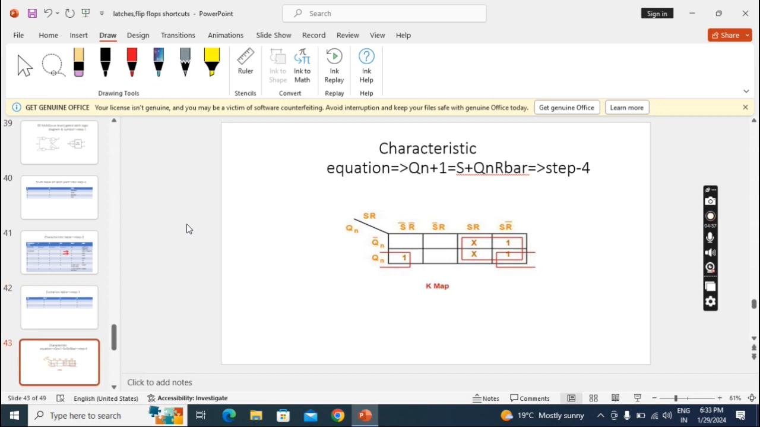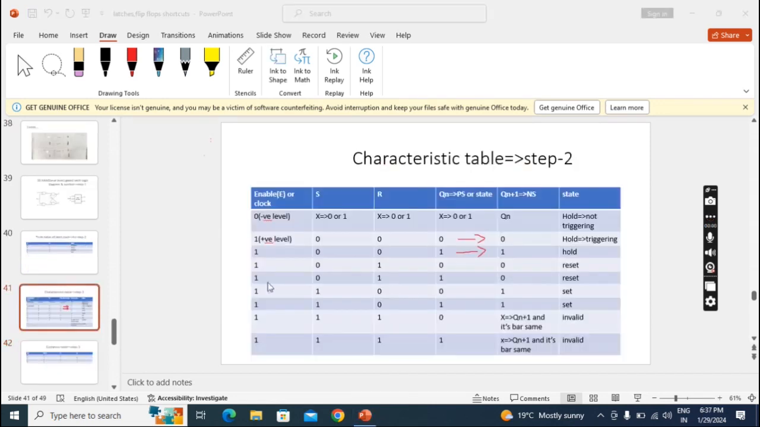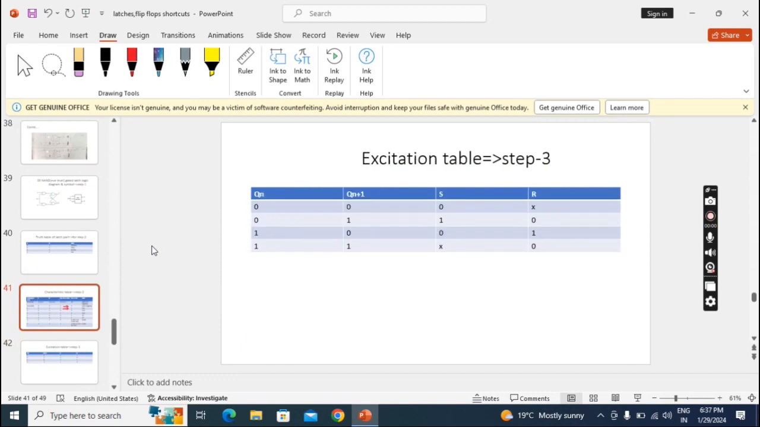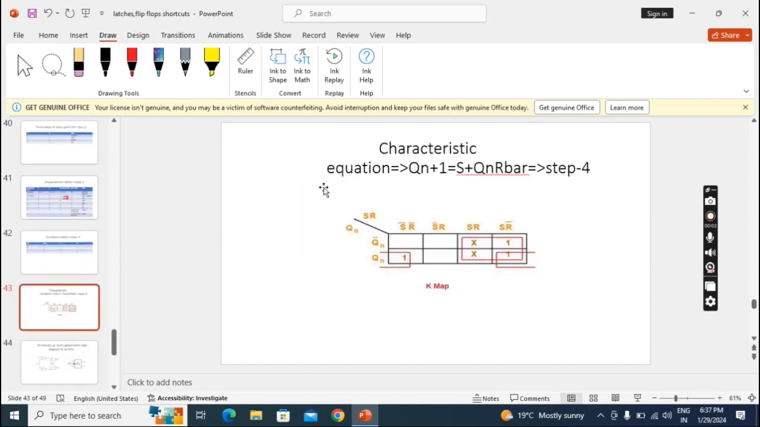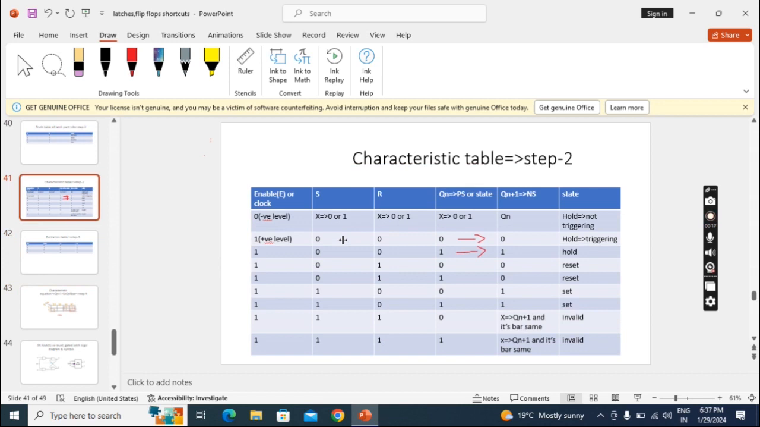Now the characteristic table. So what is meant by the characteristic table? We have to determine the next state Qn plus 1 value by assuming data inputs and present state as K-map variables. From the characteristic table only we have to derive the characteristic equation. Here we have to determine this n plus 1 next state by assuming Qn and SR as K-map variables. Okay, this Qn is also called present state or state.